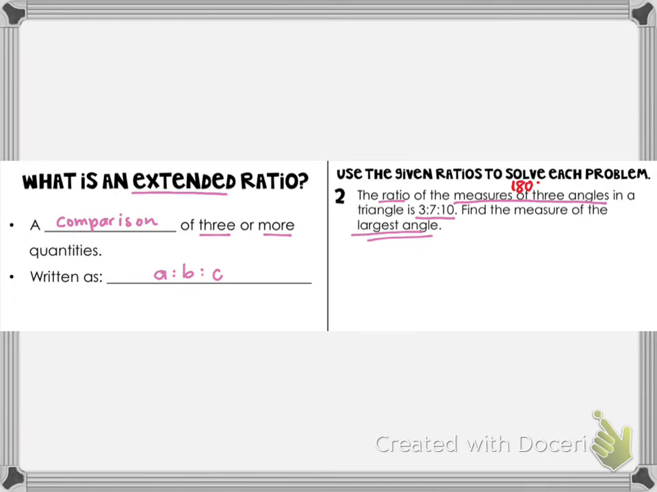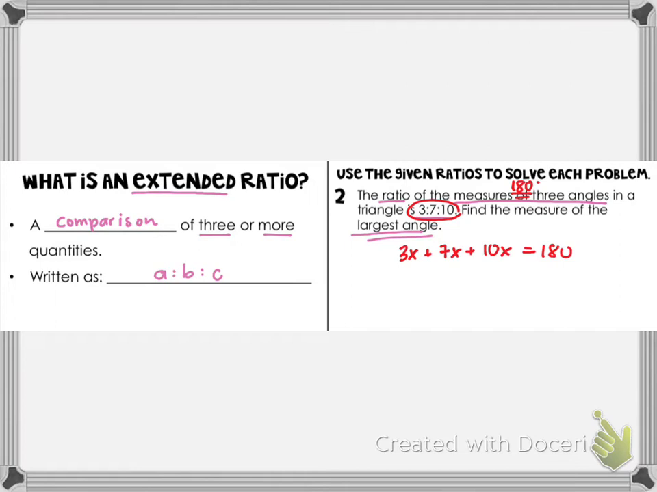So again, that's going to be 3x plus 7x plus 10x equals 180. And again, I just got that from the ratio right here, and I know that the 3 angles add up to 180. Okay, and then all we do now is solve the equation.